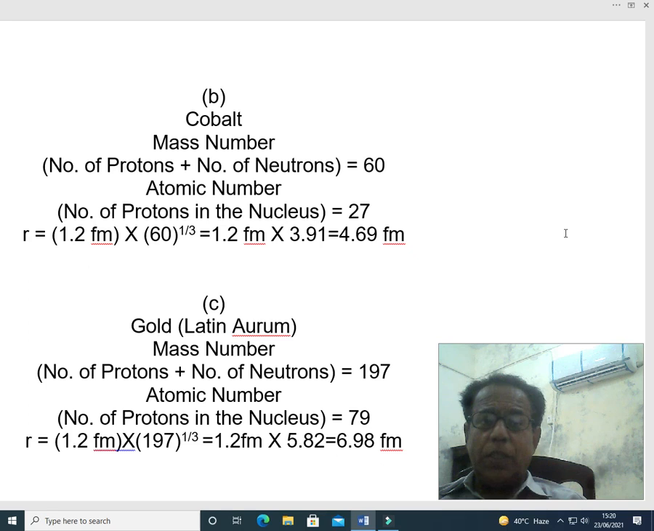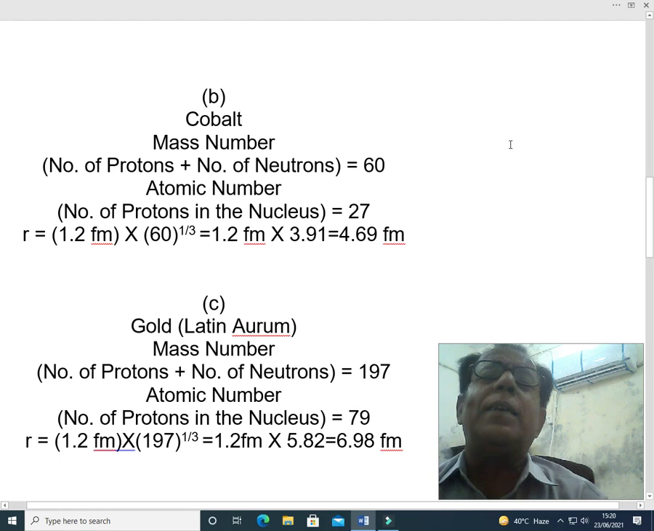So when we multiply 1.2 with 3.91, we will get the result 4.69 femtometer, because r naught is in femtometer, so our result is also in femtometer. This can be approximately written as 4.70 femtometer. Even if we do not write it as 4.70 femtometer, it is acceptable.